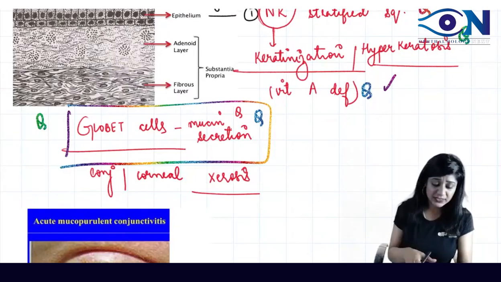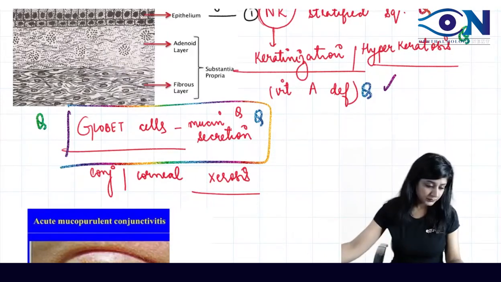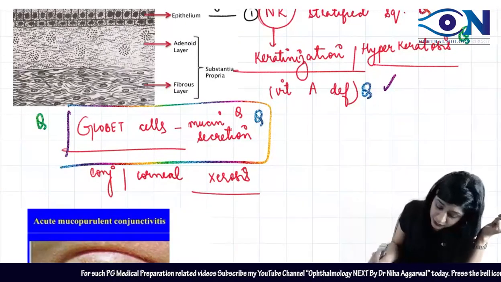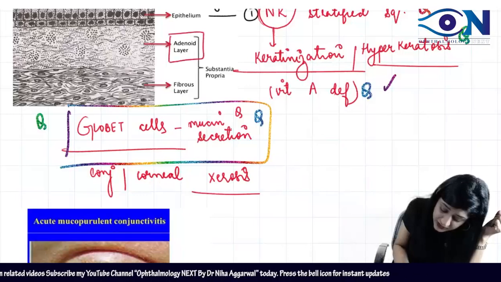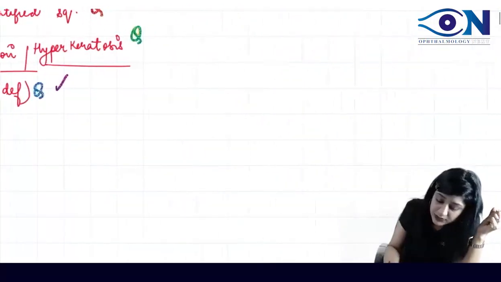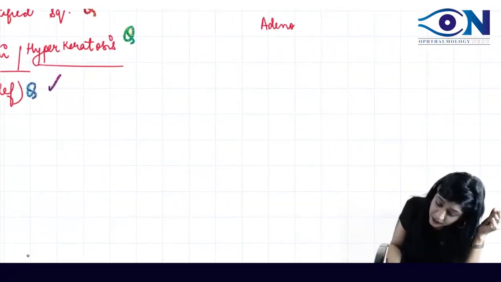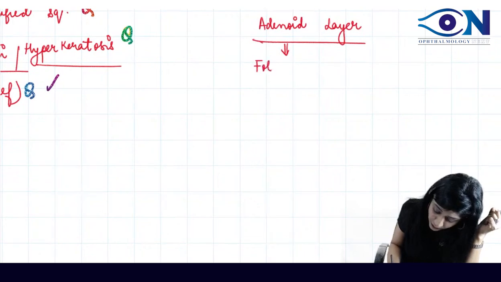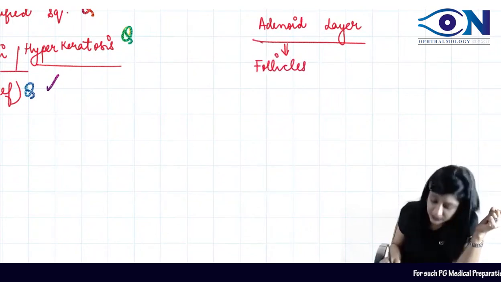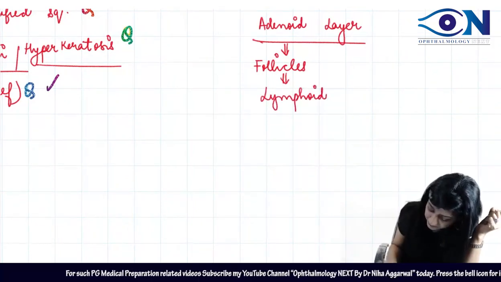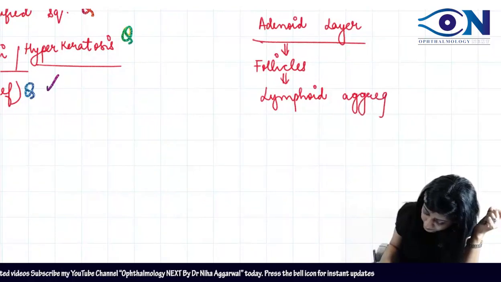Is this clear, guys? Up till now, any question? Please keep on commenting. Is it very, very clear to everyone? Now, the second layer is the adenoid layer. What is the function of this adenoid layer? The adenoid layer of the conjunctiva consists of the follicles, and follicles means you will have the lymphoid aggregations.